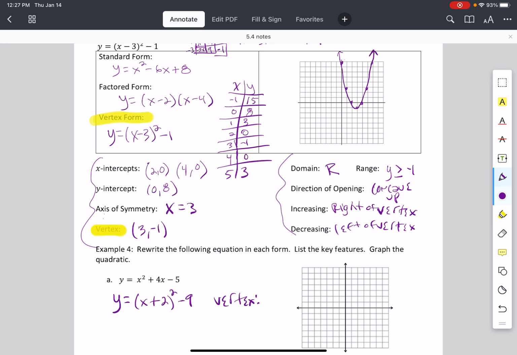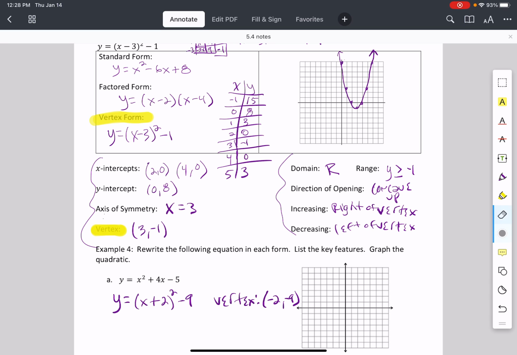You think, Evan? Awesome. -2, -9. Because we make what's in the parentheses opposite, and then the other number is the vertex. Make sense? Okay, let's look for a pattern now with a different one.